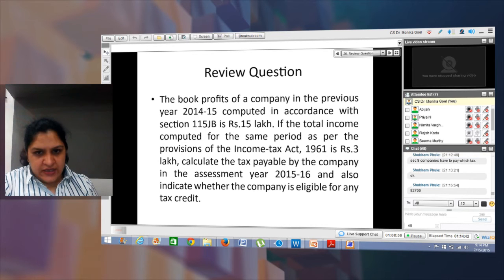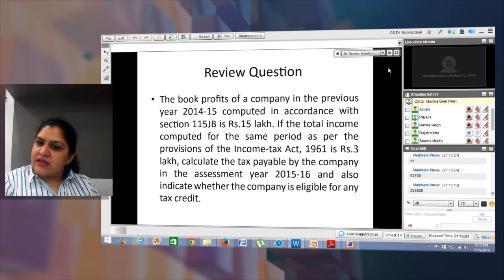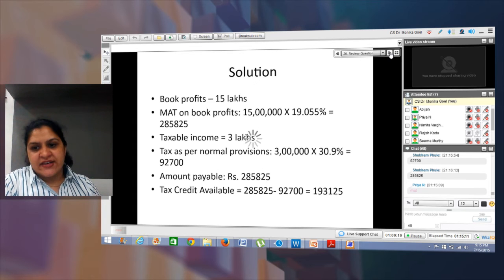92,700 rupees is your regular tax. And what is your MAT? MAT is 2,85,825. Fantastic. In both the cases, you have included education cess, right? Now, in these two cases, which is higher? Higher is MAT. So you would be paying minimum alternate tax. And the difference between the two, which is 2,85,825 minus 92,700, is the amount of tax credit that you can claim. So the MAT credit available is rupees 1,93,125, right? And this is the amount that you can utilize for the next 10 assessment years.